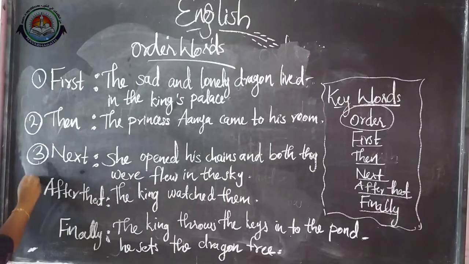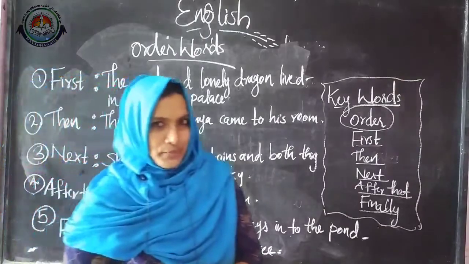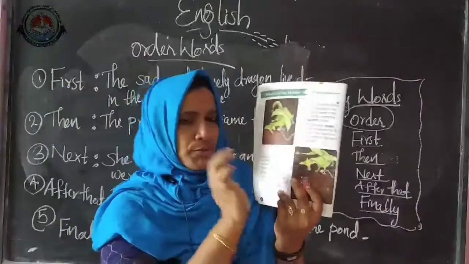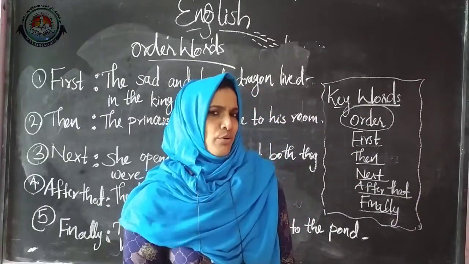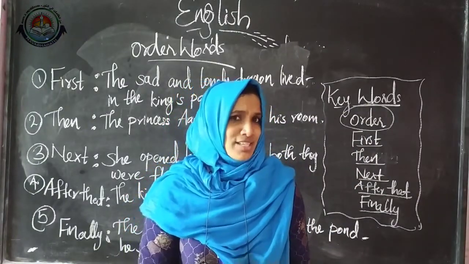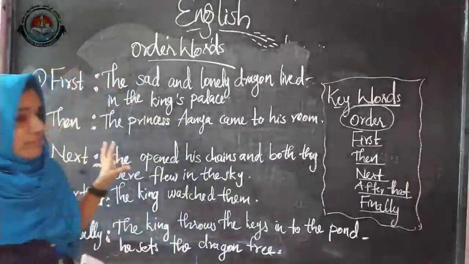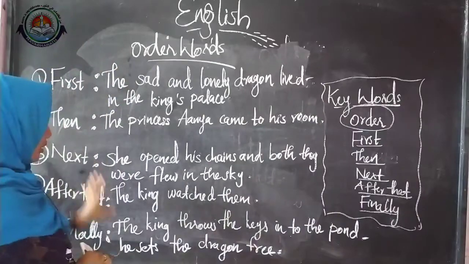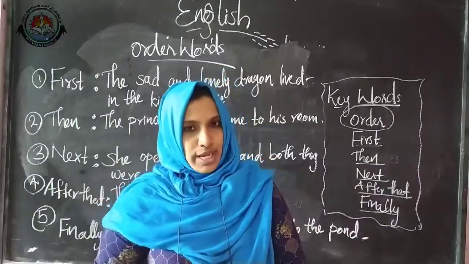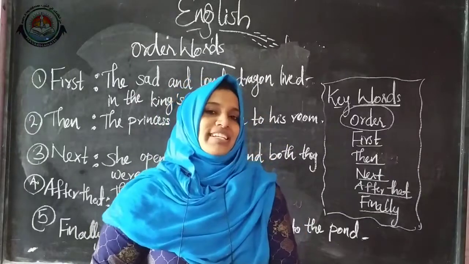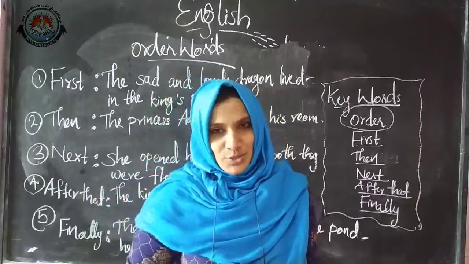we can retell the story in a very short time, right? See children, will you be able to explain the story in 1 minute? No, it is not possible, right? So if you are using these order words to retell the story, it will take a very short time. It is less than 1 minute. Okay, so these order words help us to retell the story.